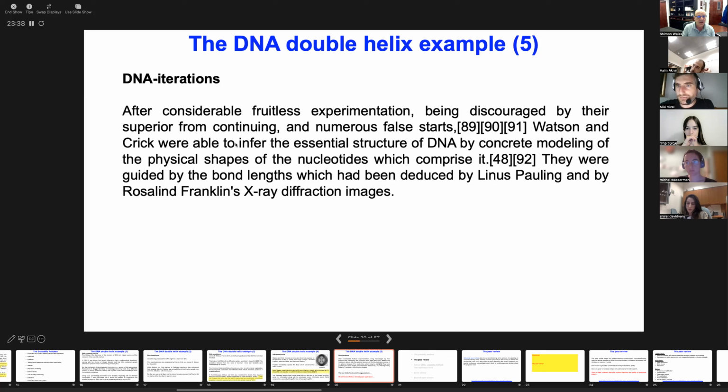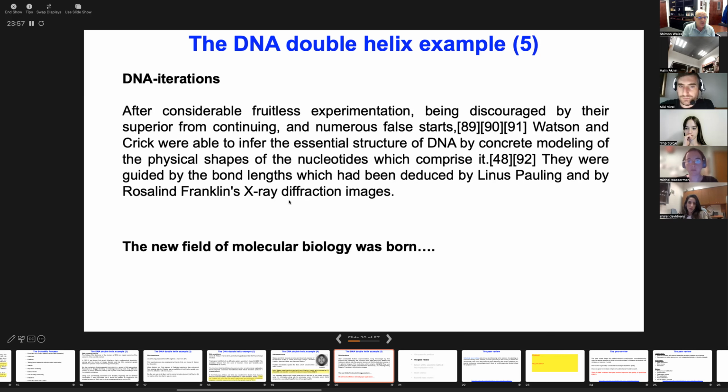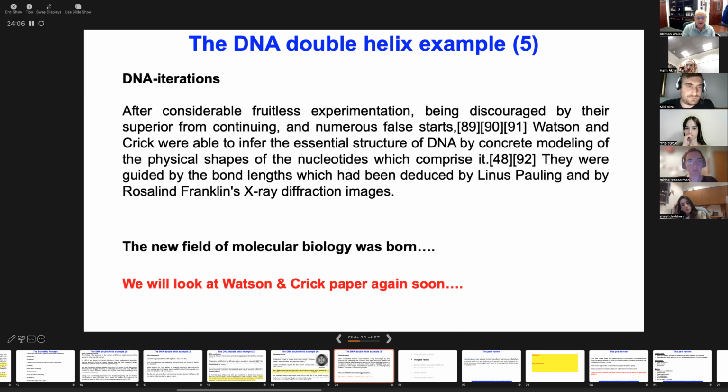After numerous false starts, Watson and Crick were able to infer the essential structure of DNA by concrete modeling of the physical shapes of the nucleotides which comprise it. They were guided by the bond lengths, which had been deduced by Linus Pauling, and by Rosalind Franklin's X-ray diffraction images. And a new field of molecular biology was born. All right, so that was the scientific method. As I said, we'll look into this paper much more carefully two weeks from now.